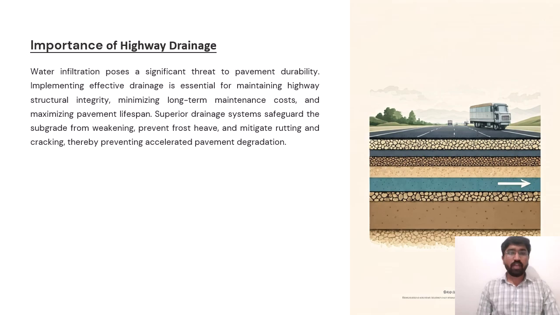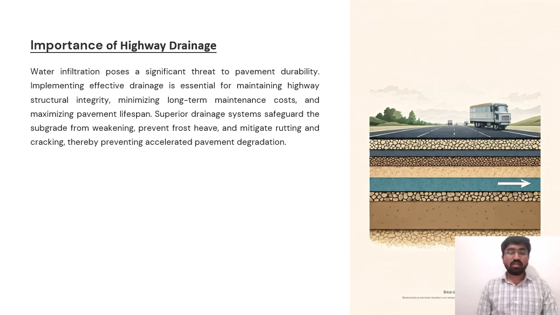Importance of highway drainage. Water infiltration poses a significant threat to pavement durability. Implementing effective drainage is essential for maintaining highway structural integrity, minimizing long-term maintenance cost, and maximizing pavement lifespan. A superior drainage system safeguards the subgrade from weakening, prevents frost heave, and mitigates rutting and cracking, thereby preventing accelerated pavement degradation. Drainage plays a key role in pavement health.